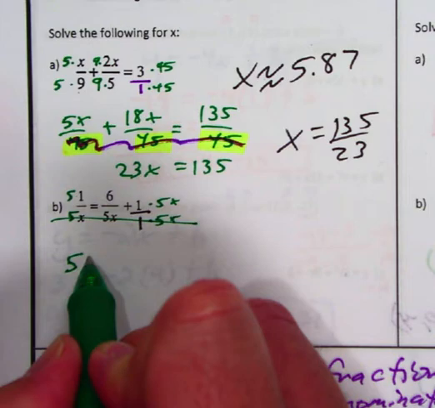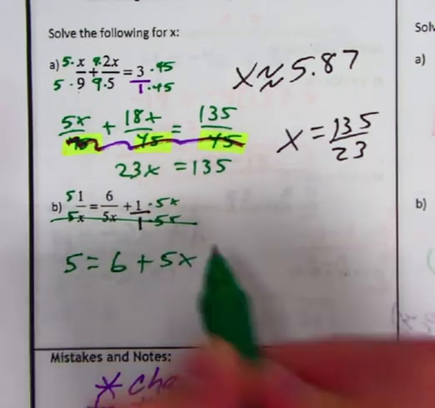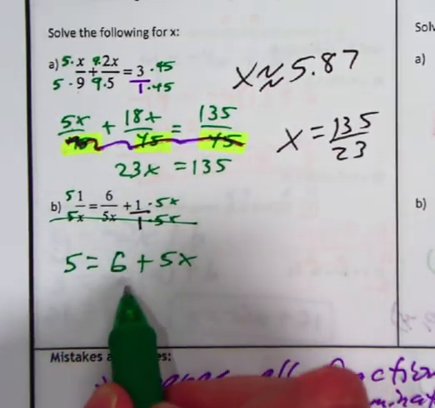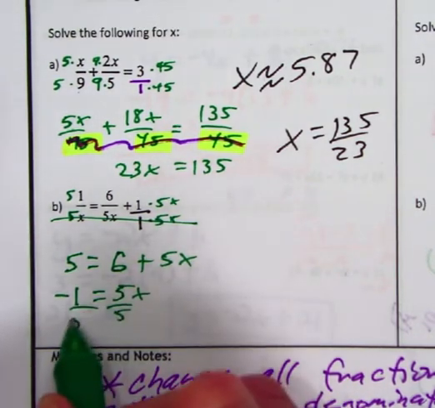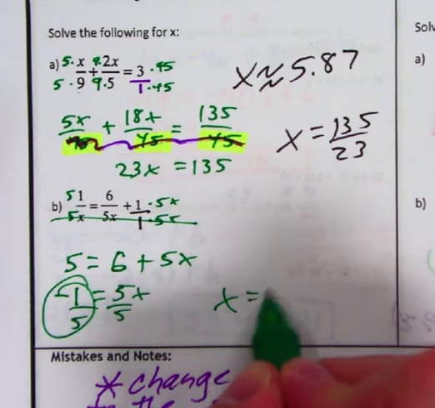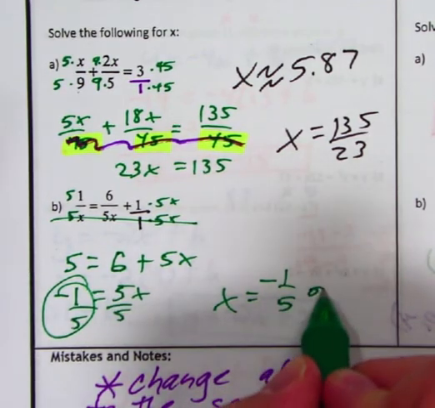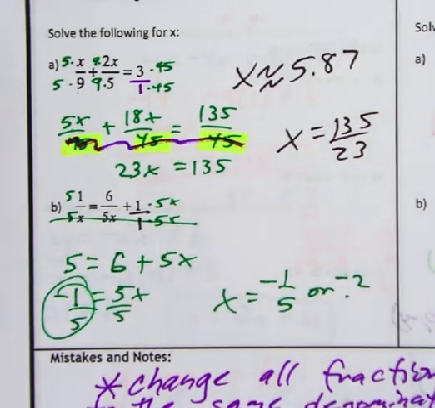So then 5 equals 6 plus 5x. Subtract 6 on both sides. That would give us negative 1 equals 5x. Divide by 5. And there you go, x equals negative 1/5, or if you typed it as negative 0.2, that would be the same thing as well.